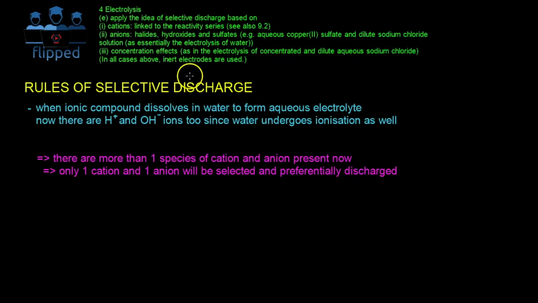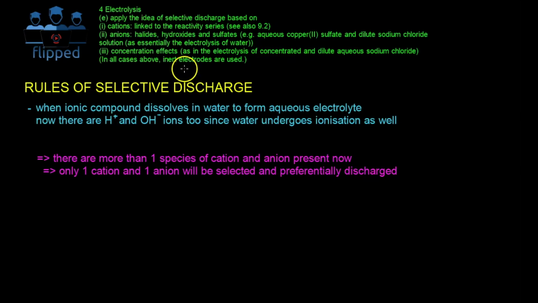Discharge, in this chapter, refers to oxidation and reduction. So we'll be selective. We'll choose one of the many things to oxidize and to reduce. That's the definition of selective discharge in this chapter.